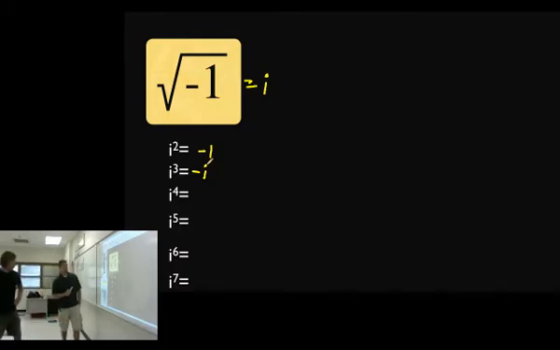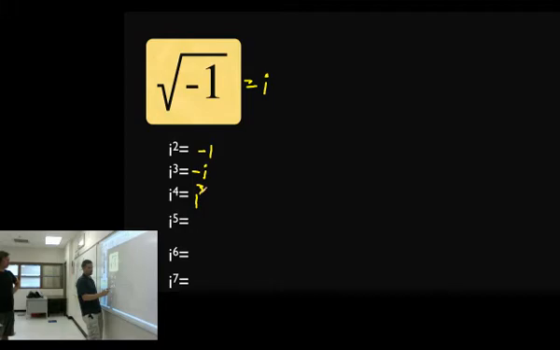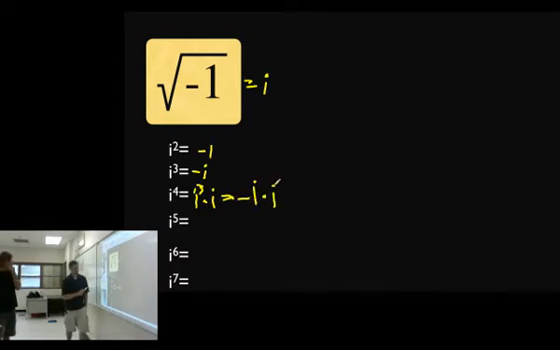And then i to the 4th, well, we're just going to take i cubed times i. Right? Well, i cubed is -i, times i. And we said up here that i times i was -1. Well, -i times i is going to be a +1. Should we go in more depth on that one? No, that's fine.